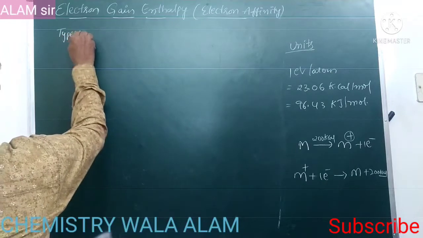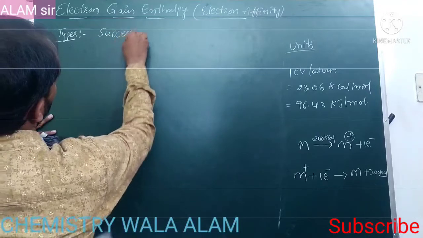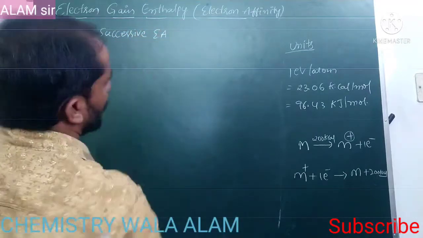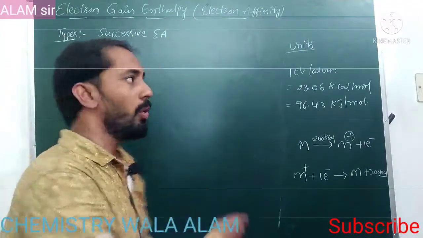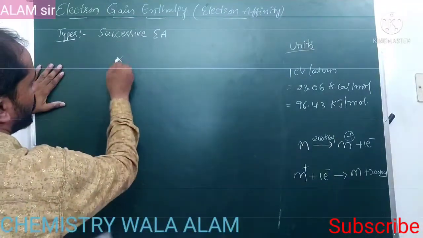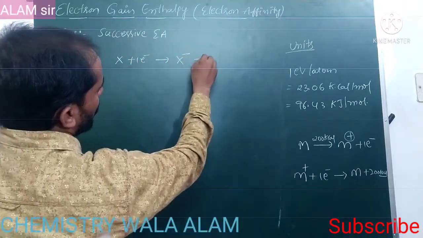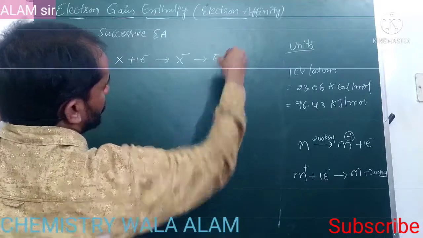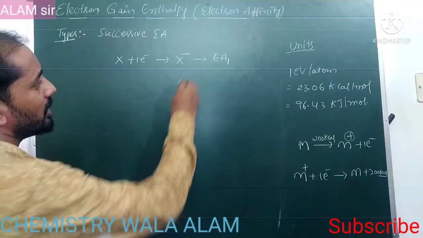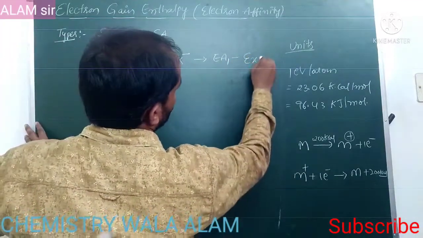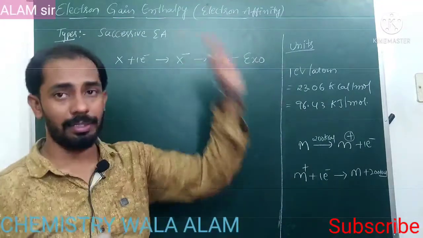So here successive electron affinities can be discussed. What is meant by successive electron affinity? When one electron is added to the one atom, that is called first electron affinity, EA1. So this process is which one? Exothermic process, meaning energy is released.